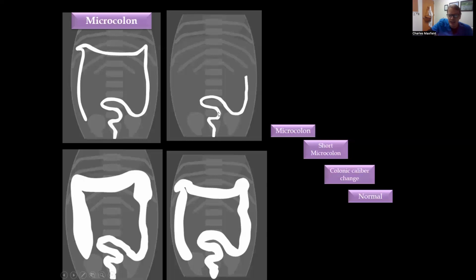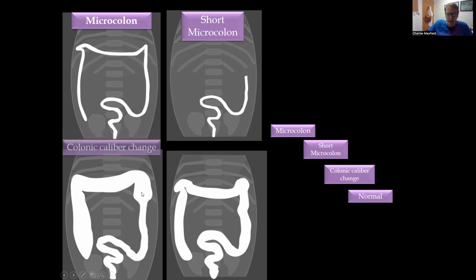Now, this one is again a microcolon. It's way too small, but it just stops right there. You can't get contrast any further. I call this a short microcolon. The one down here, bottom left, is a caliber change. It's a normal, maybe small-ish, but normal colon up to some point anywhere in the colon, and suddenly you get a caliber change to more dilated bowel. I'll call that pattern a colonic caliber change, and that's going to be a differential of two things, as we'll talk about in a second.